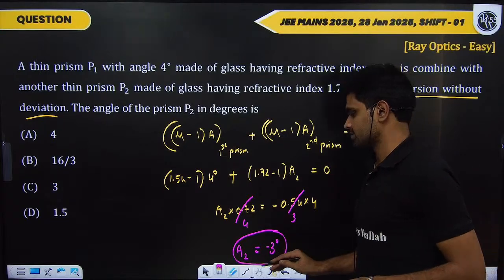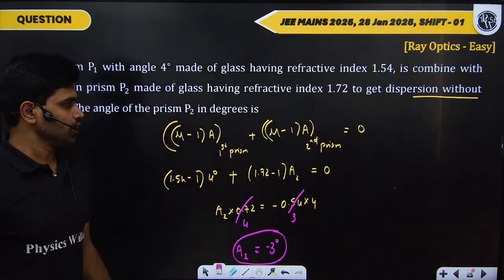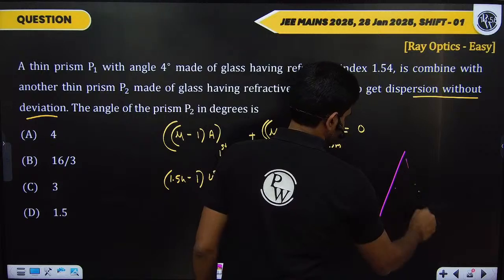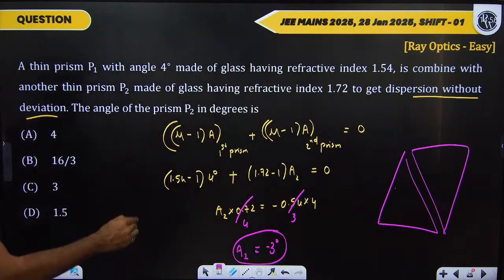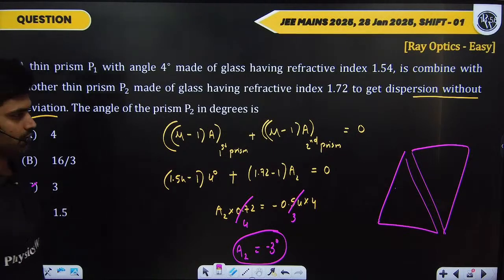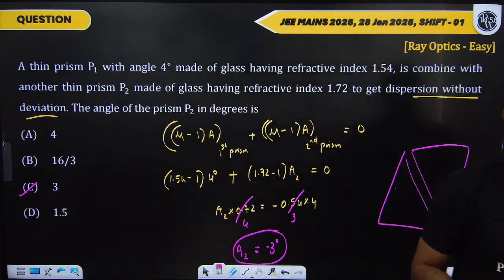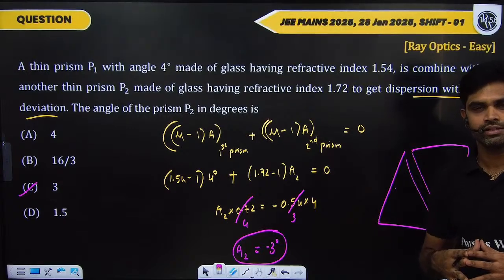A2 is minus 3 degrees. That minus just indicates that the prisms are in opposite orientation. The first prism is like this. That is the meaning of it. Again, a straightforward, based question.